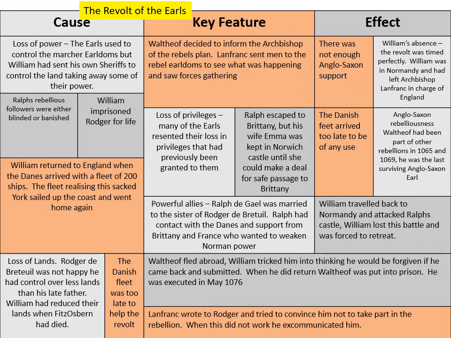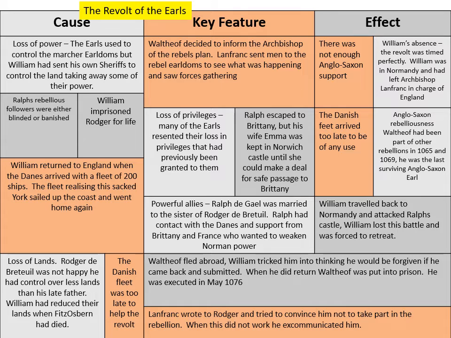So this leads to the key event of the rebellion. First of all, before the rebellion even really kicked off, Waltheof decided to inform Archbishop Lanfranc of the plans. Lanfranc then sent men to the rebel earldoms to see what was happening and saw the forces gathering. There was also not enough Anglo-Saxon support for this rebellion, and the Danish fleet that had been promised arrived too late. And in fact, this is perhaps one of the main reasons, but certainly not the main reason why the rebellion fails. William does return to England during the rebellion, and when the Danes arrive with a fleet of 200 ships at the same time, the fleet, realising that William had returned, just simply sacked York, sailed up the coast and went home again.